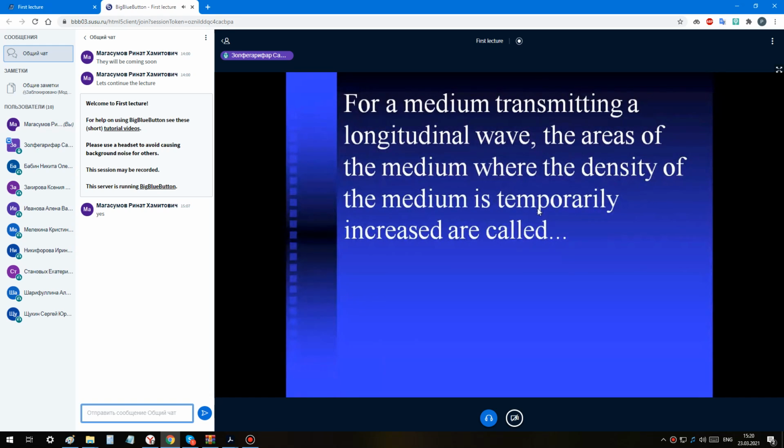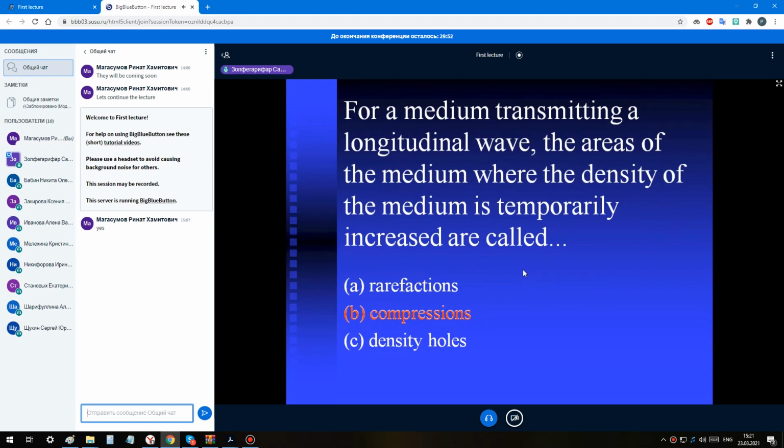Next one. For a medium transmitting a longitudinal wave, the areas of the medium where the density of the medium is temporarily increased are called A, compressions. B, collisions. C, density holes. Which one is the correct answer? Compressions.